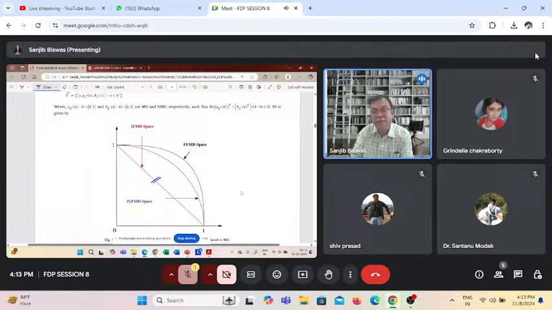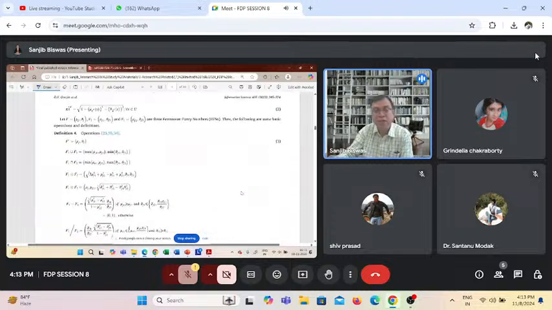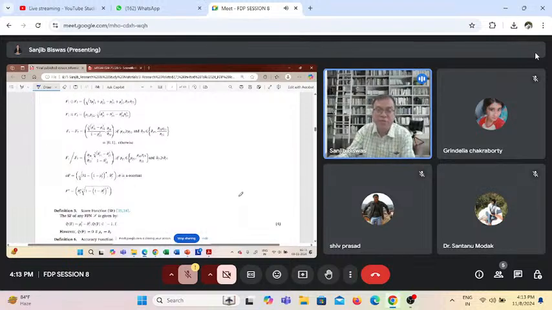This is your IFS, mu plus v less than or equal to 1. This is your Pythagorean fuzzy sets, mu squared plus v squared less than or equal to 1. And this is your Fermatean fuzzy sets. Now, these are some of the properties of Fermatean fuzzy sets and all.